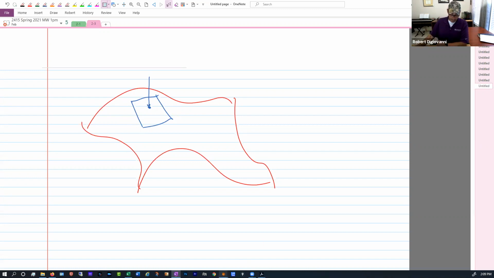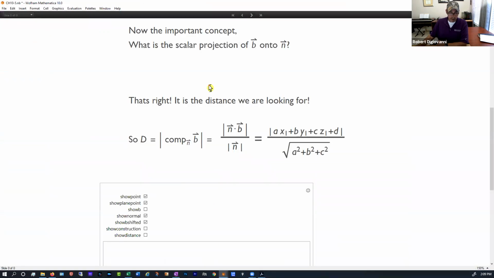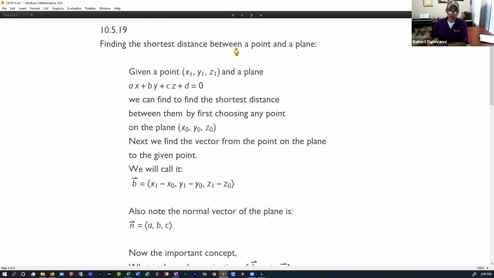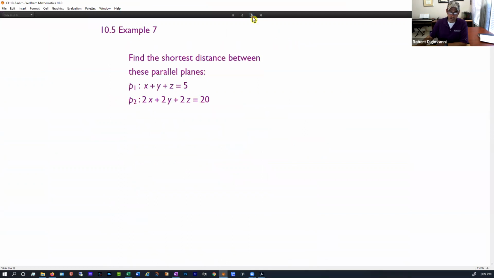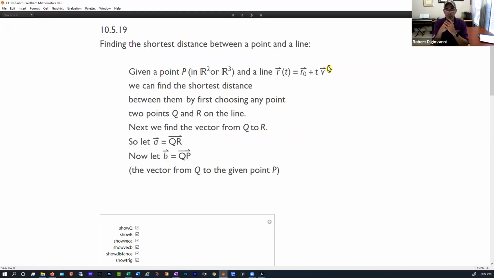All right. Moving on. So that is how we find the distance between a point and a plane. Next idea is finding the shortest distance between a point and a line. A point and a line. So remember, this line's in arbitrary space, right? You've got this line, goes in every direction, right? And you've got a point, and you're trying to find the shortest distance between the two. Again, not an easy problem in three-dimensional space.